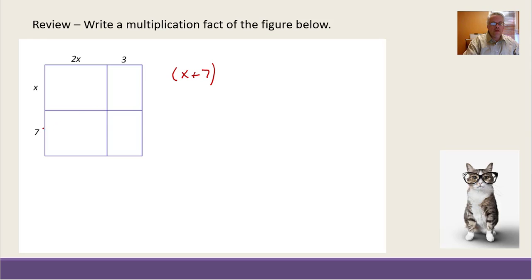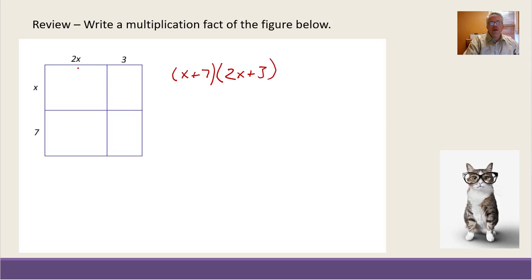It's what you get when you add these two pieces together. And the total length is 2x plus 3. Now, when we find the area a different way, we're going to come up with an expression for what x plus 7 times 2x plus 3 has to be equal to.